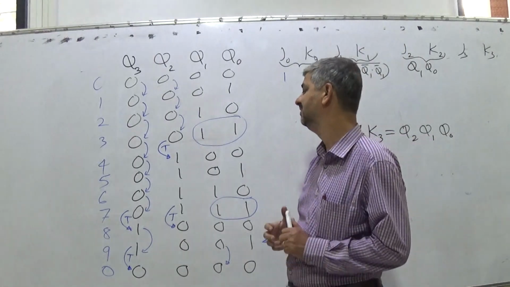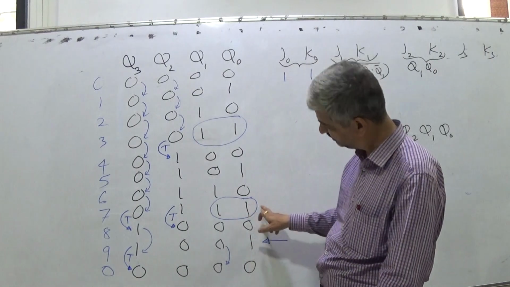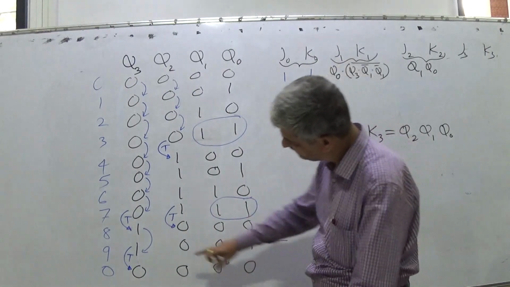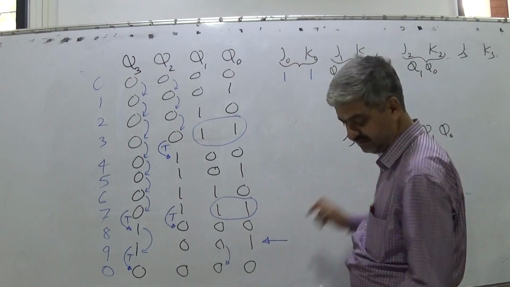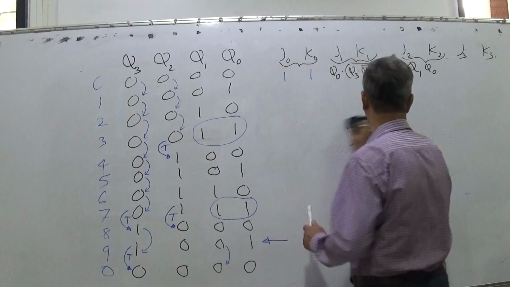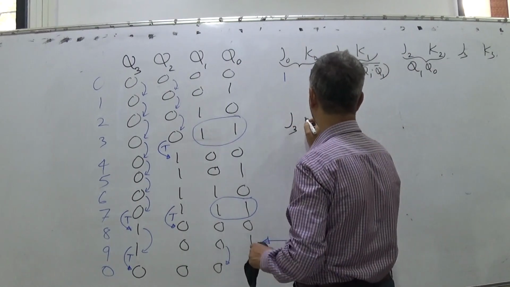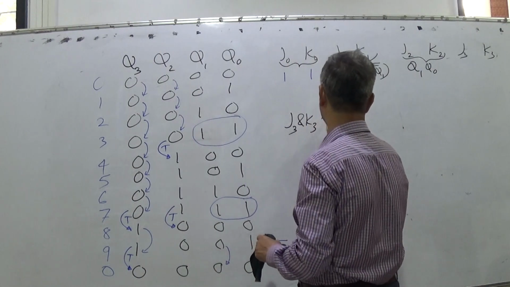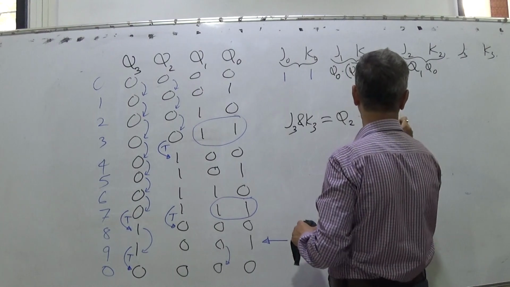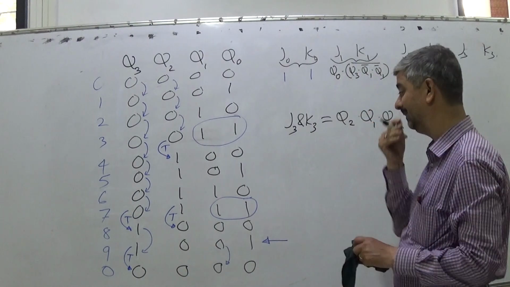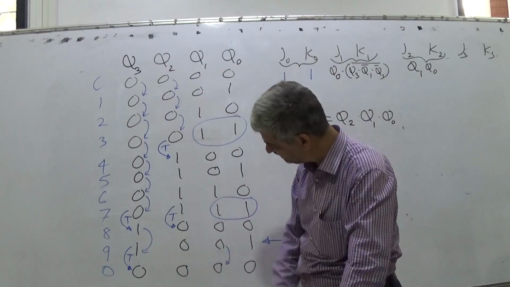What are the two cases? Toggling is there when these are 1, 1, 1, and one more case, it is this. The first case is covered by J3 as well as K3. J3 and K3 both are equal to Q2, Q1, Q0 when these are 1, 1, 1. But here these are not 1, 1, 1, but here still toggling is there.